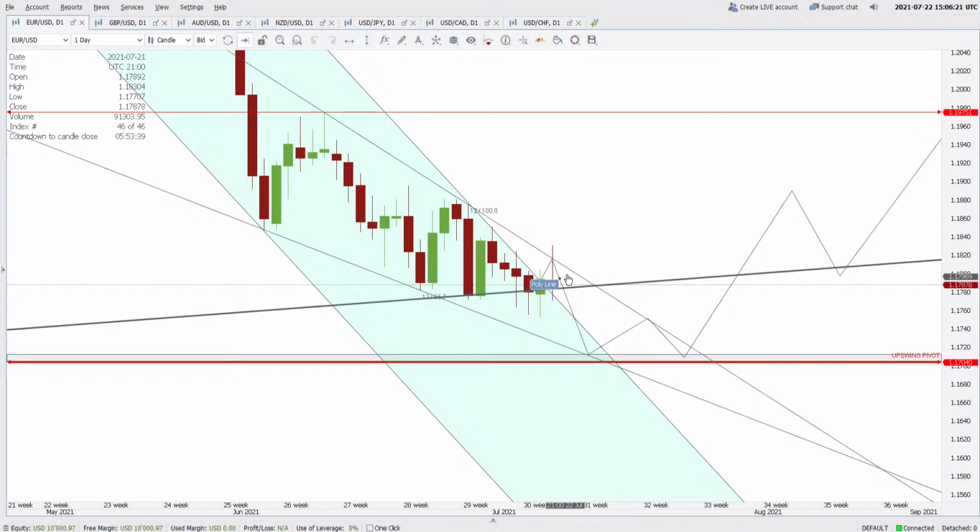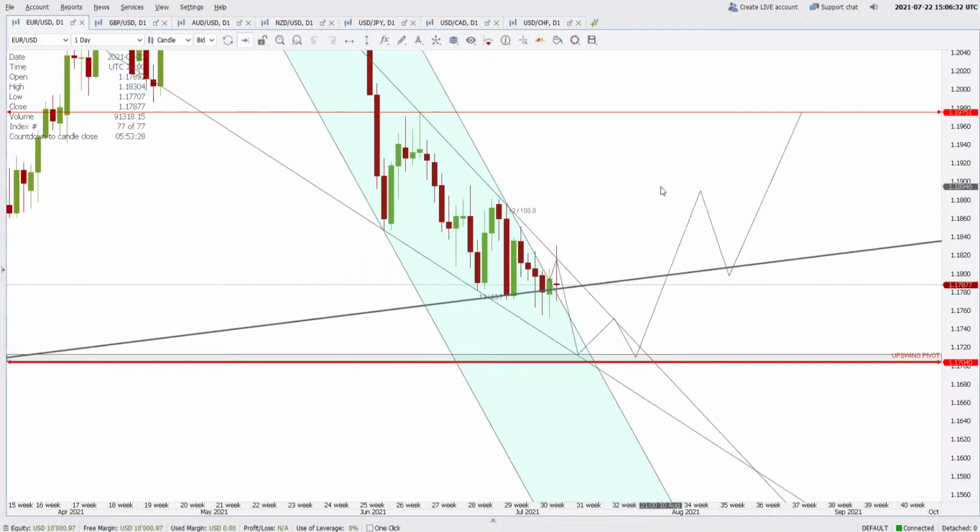So we need to see a close above this falling wedge pattern to be sure that the price of 1.1975 is exposed. Until then we cannot be sure about it. On the lower side, if it breaks below this low of 1.1751, which was the price made yesterday, then 1.1704 is the next target to the downside.